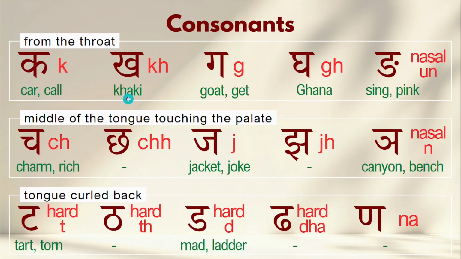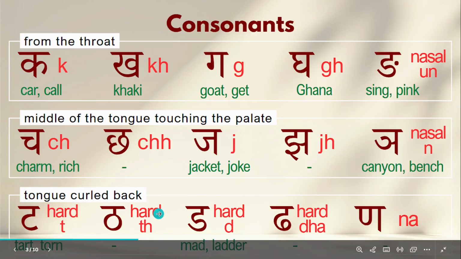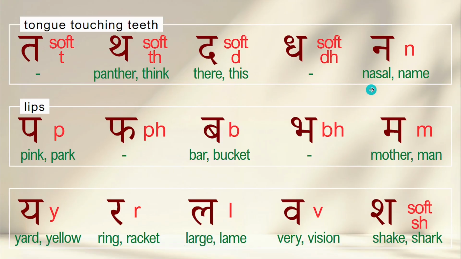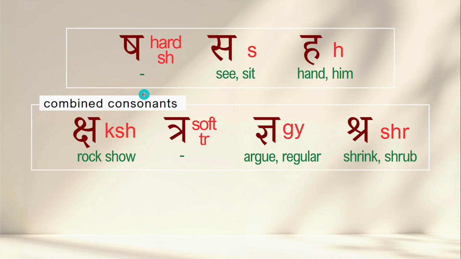K, kh, g, gh, ng, ch, chh, j, jh, ñ, t, th, d, dh, n, t, th, d, dh, n, p, ph, b, bh, m, y, r, l, v, sh, sh, s, h, ksha, tra, gya, shra. So yeah, those are all the letters.